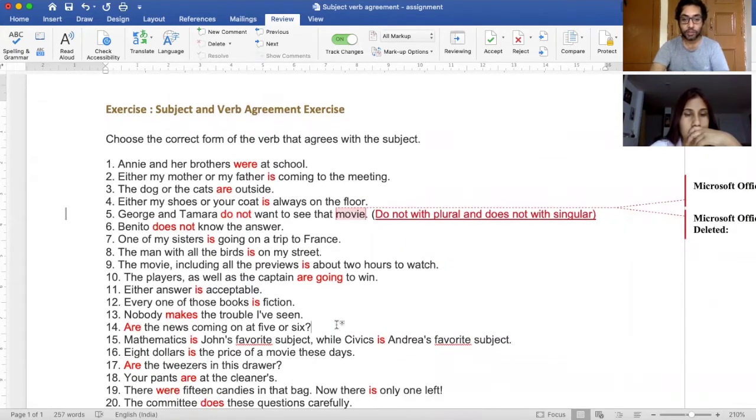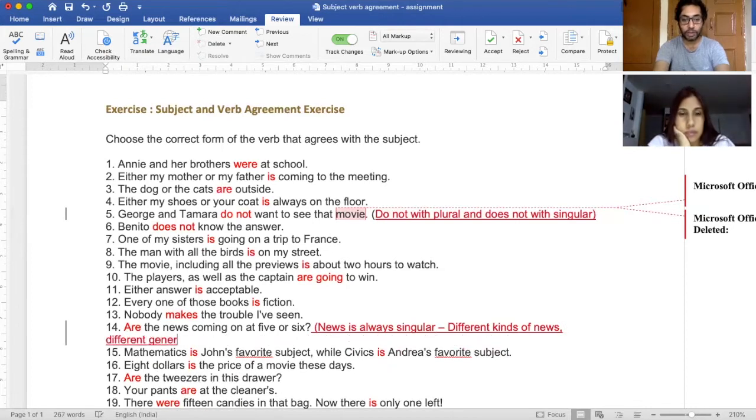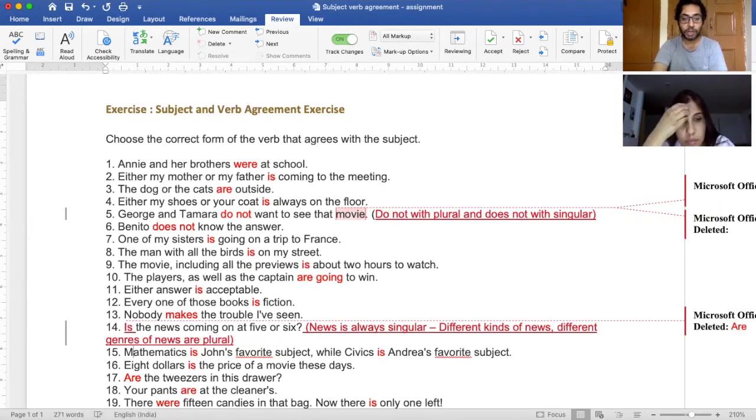What did I explain? News is taken as one, not more than one. News is always singular. When we would talk about more than one kind of news, we would say different kinds of news, different genres of news. News is always singular. Remember that document?